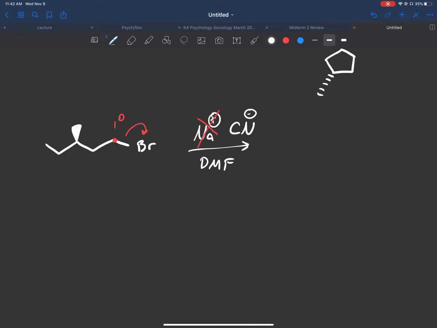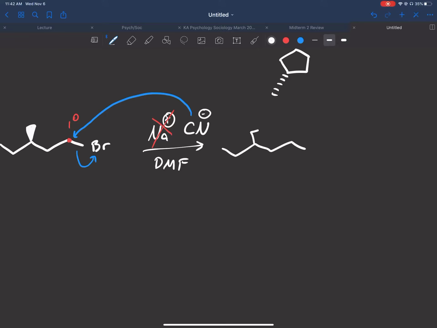So this is going to be another SN2, and so the arrow, let's just erase that one, is going to look like this, kicking out the Br. Remember this methyl right here, we never touched it, so it stays wedged. And then we write CN.